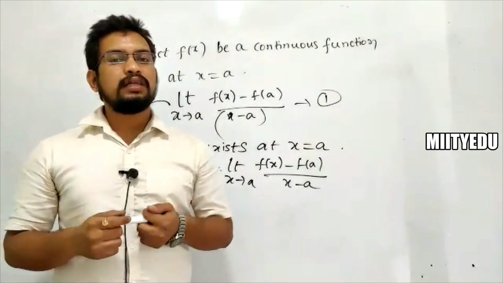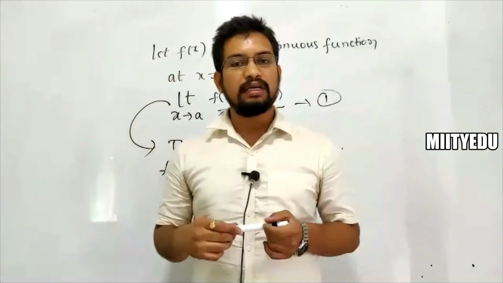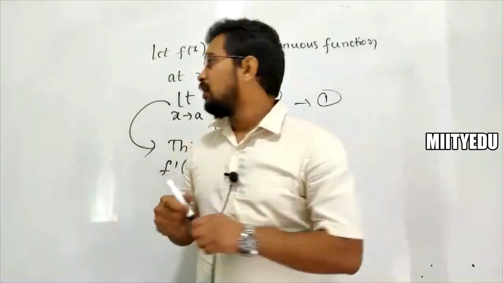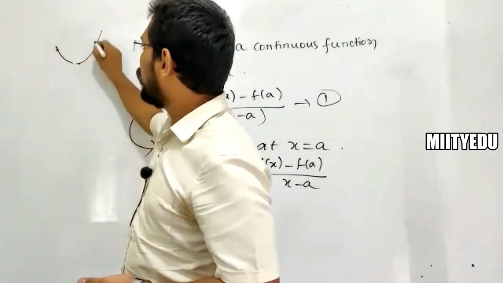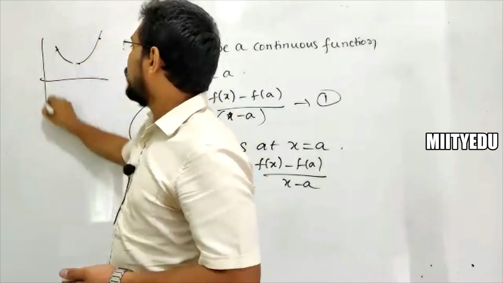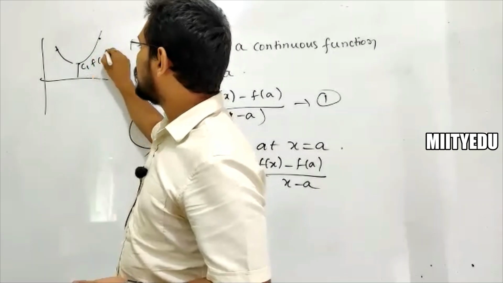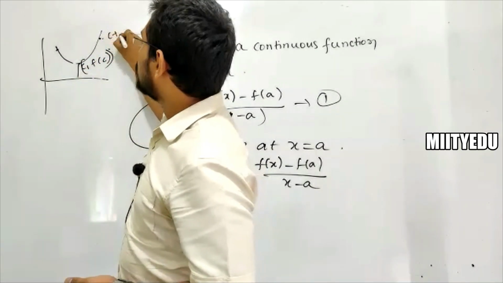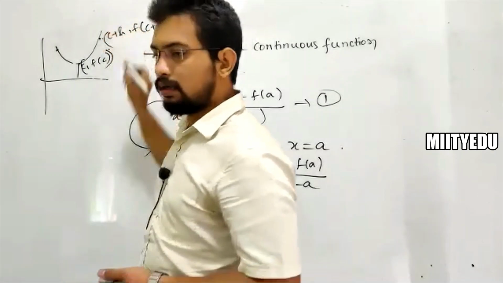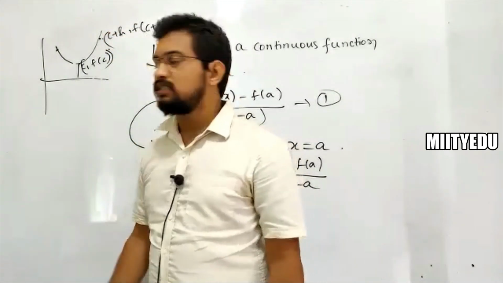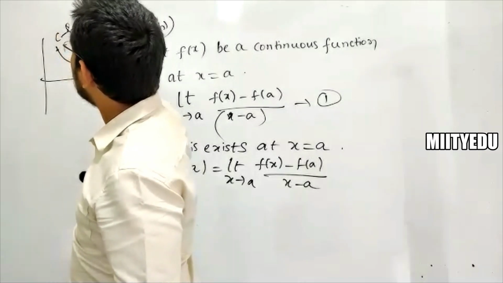We have also seen the geometrical approach to differentiability. The other day we took a continuous curve and marked some points: c comma f of c, c plus h comma f of c plus h, and c minus h comma f of c minus h.